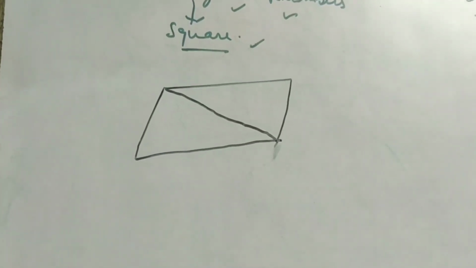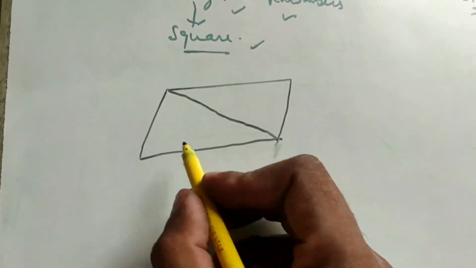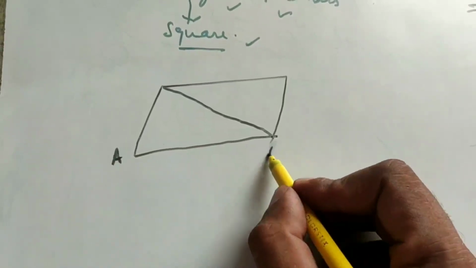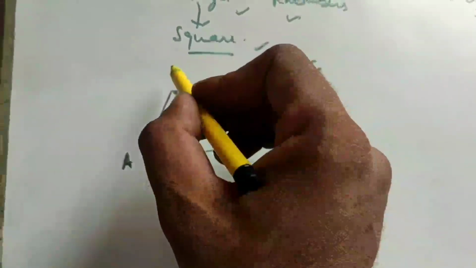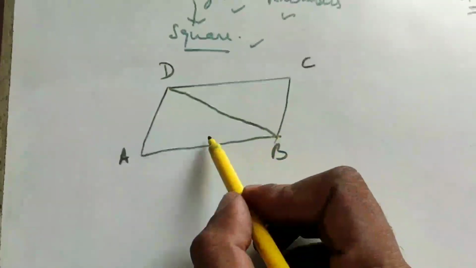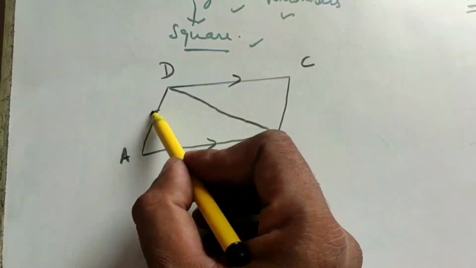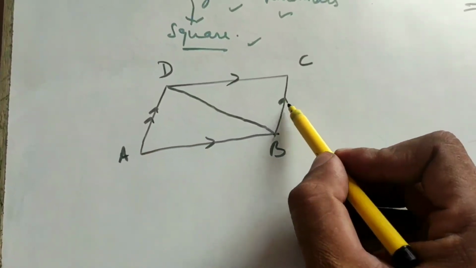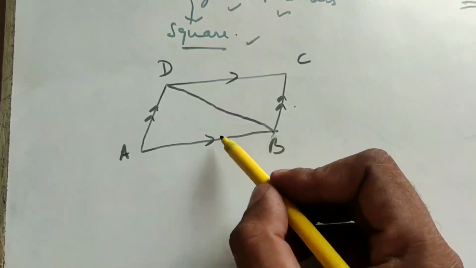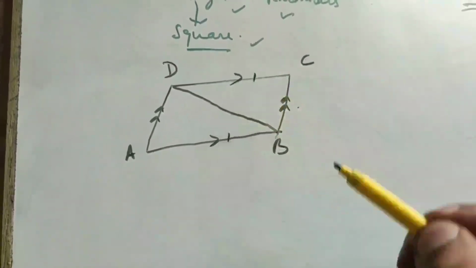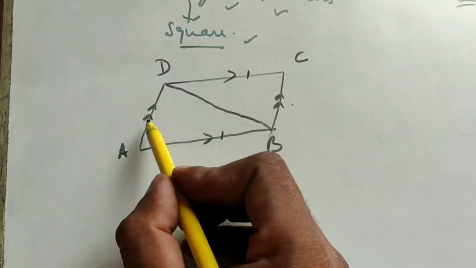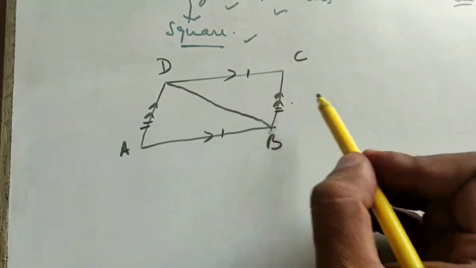Now this diagonal will divide the parallelogram ABCD into two equal parts. How can this be proved? Again, these two sides are parallel and equal, these two sides are parallel and equal.